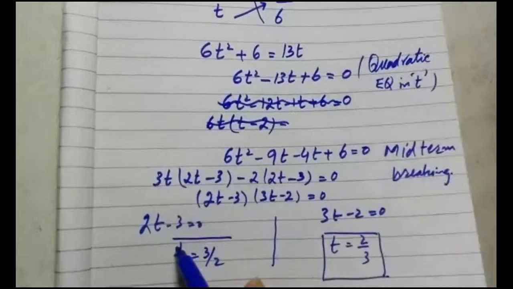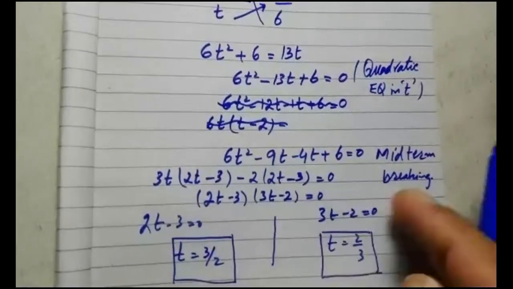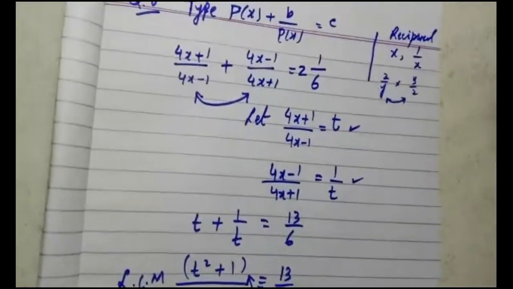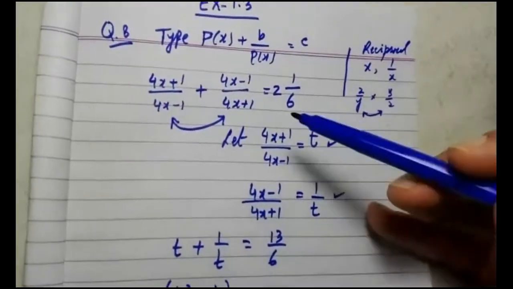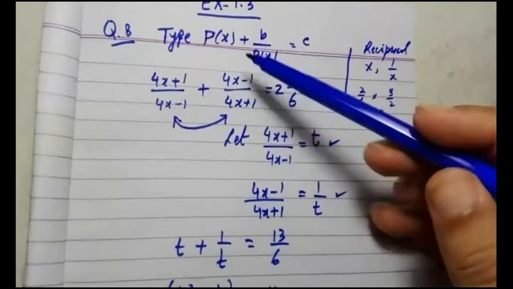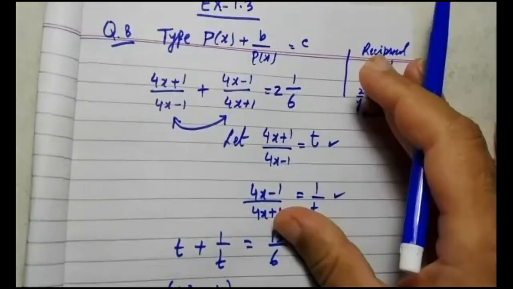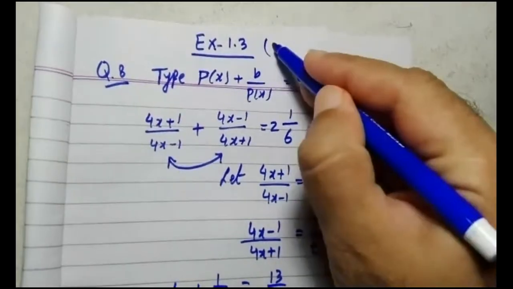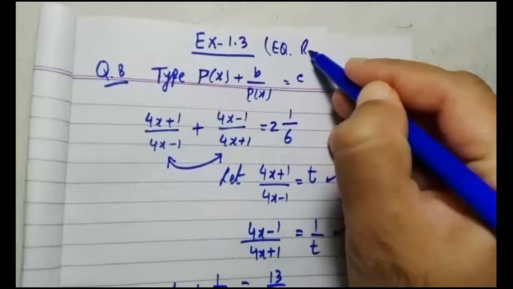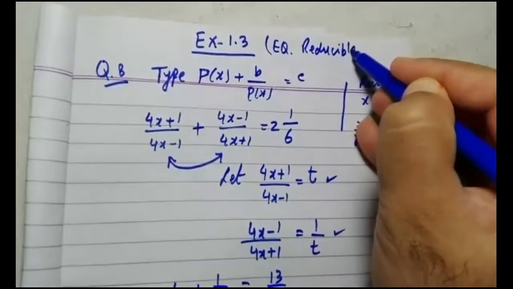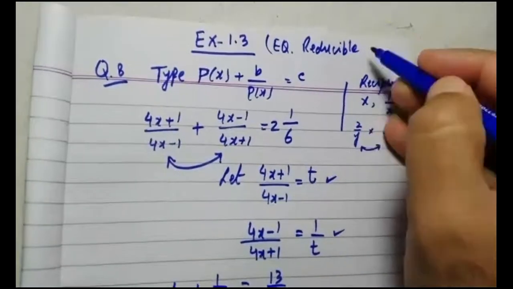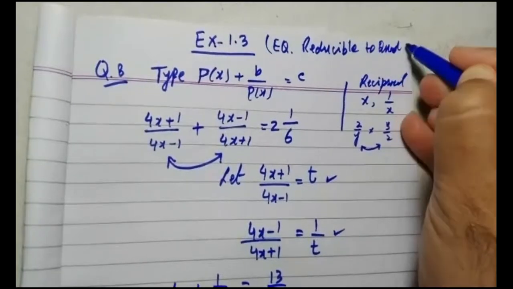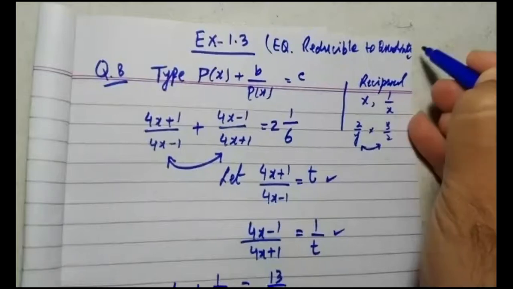Now you have to keep in mind that the actual question was in terms of x. If you see from the very beginning, the actual statement was in the form of x. And we converted, because this was not a quadratic equation and the topic being discussed in this exercise 1.3 is solving equations which are reducible to quadratic equations. They are not actually quadratic, but we are converting them into quadratic equations. So this is the target.